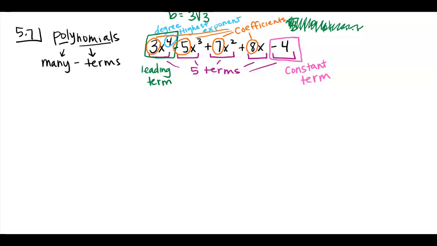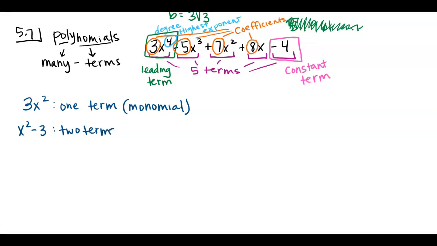Now, some polynomials have special names. If we have something like just 3x squared, it has one term, and so we call that a monomial, because mono means one, so one term. If we have something like x squared minus 3, this has two terms, and so we call those binomials.